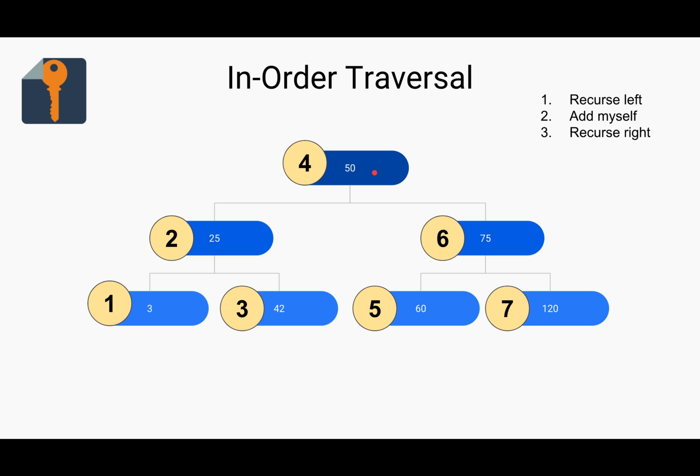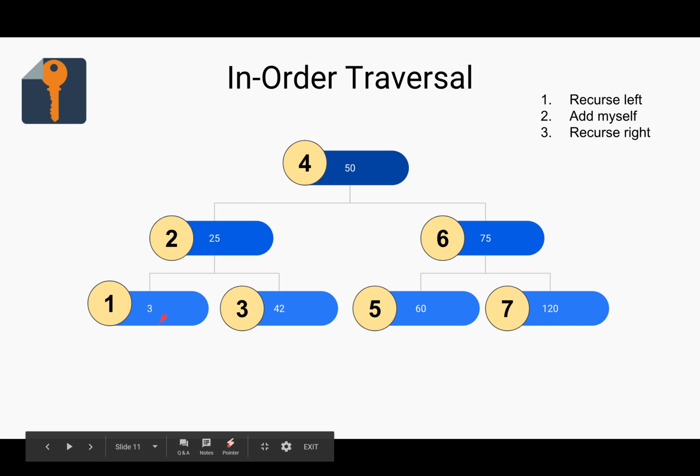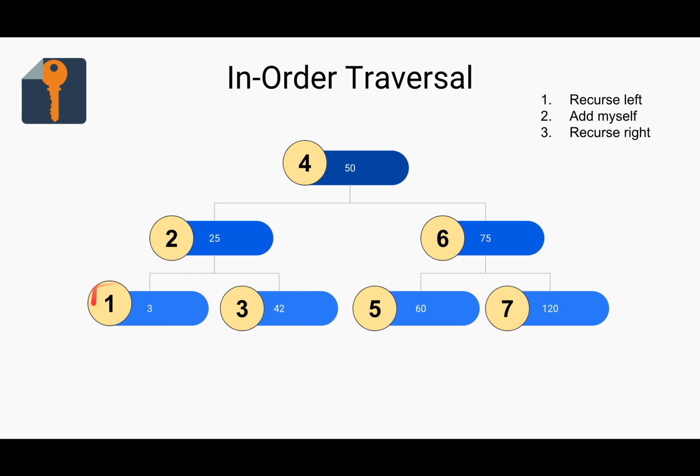Well, we're doing in order, so this guy says, first I need to tell my left-hand man to do his thing. This guy says the same thing. Left goes first. Once we get down here, he says, I have no left-hand guy. Let me add myself. Now I have no right-hand guy, so I'll go back up. But he did add himself. He's position 1. This guy says, okay, now it's time to add myself. That's step 2. So he becomes number 2.